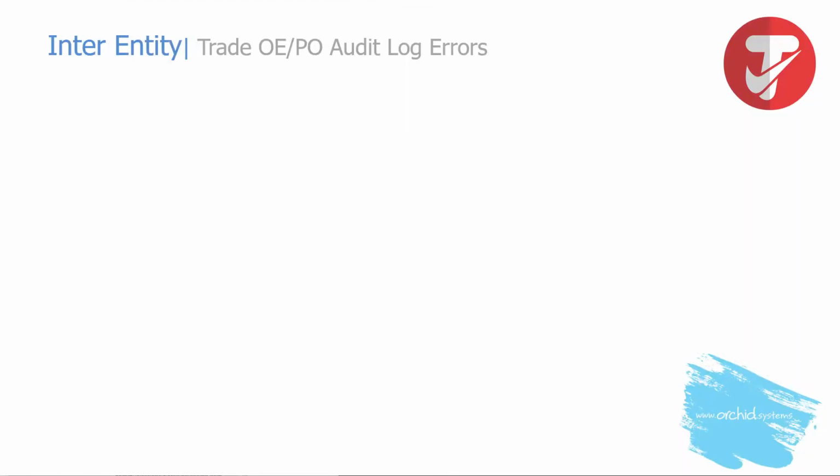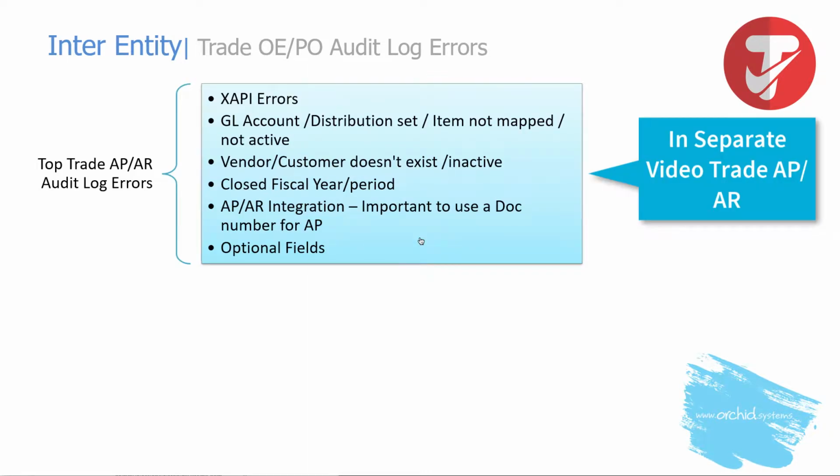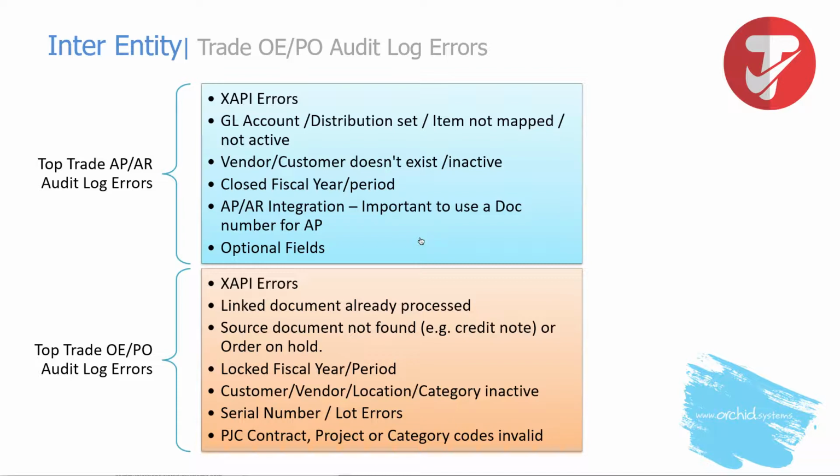The other part of inter-entity trade is OEPO. We've looked at the different types of errors we can find in the audit log in AP and AR. Some of them are common to OE and PO, for example, the XAPI errors or the customer or the vendor that don't exist. But we get other types of errors that are specific to OE and PO trade, and we're going to look at some of the most common ones just now.